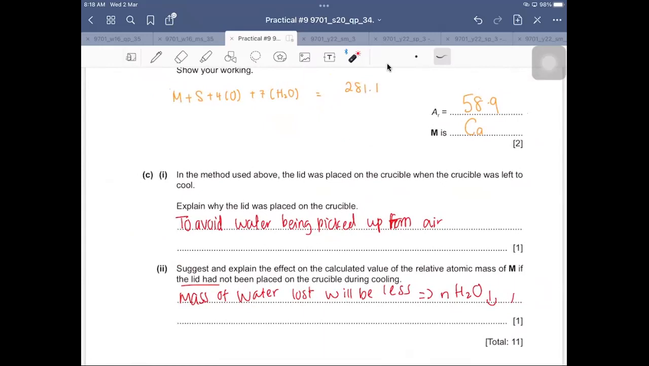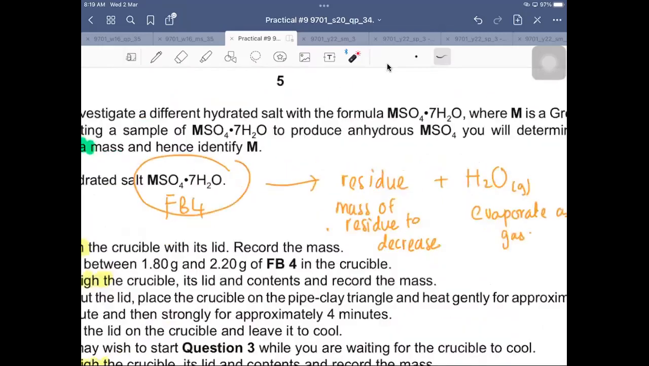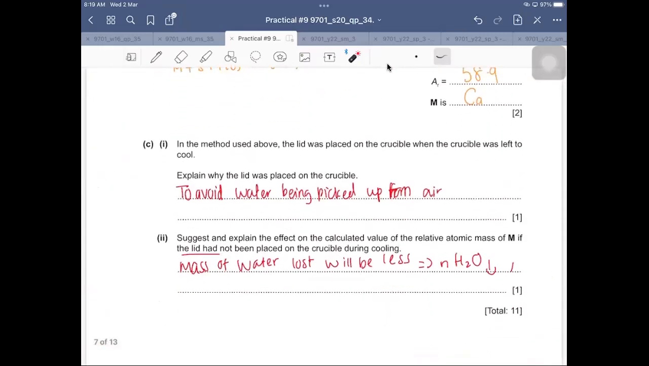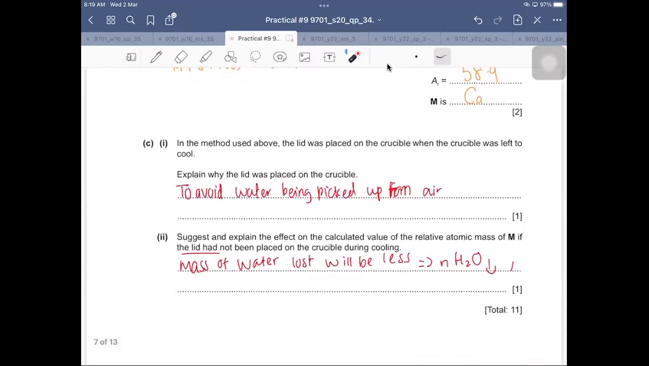Suggest an explanation, the effect on the calculated value of the relative atomic mass of M if the lid has not been placed on the crucible during cooling. Okay. So here, if we don't use the lid, they say the mass of water lost will be less. Therefore, the number of moles of H2O will be smaller. Okay, right. So now they're asking what is the effect if the lid has not been placed.